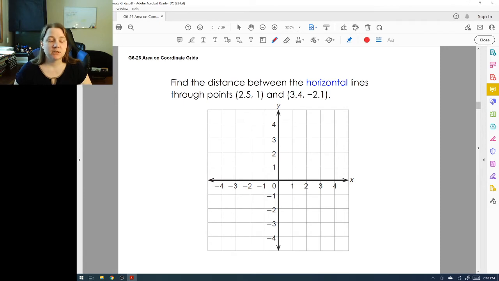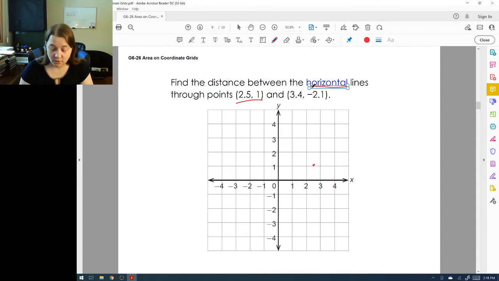Let's find the distance between the horizontal lines passing through (2.5, 1) and (3.4, -2.1). So let's go ahead and plot these lines. Remember that we're going to be looking for horizontal lines. We're going to take that into consideration in a minute. So to plot this first point, (2.5, 1), I'm going to run 2.5 and I'm going to jump up 1.